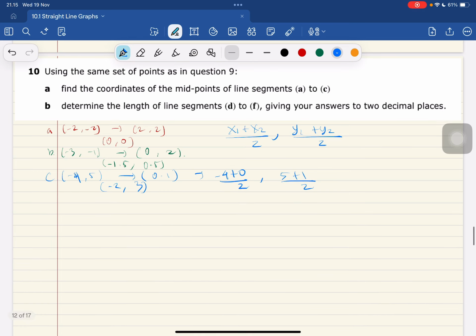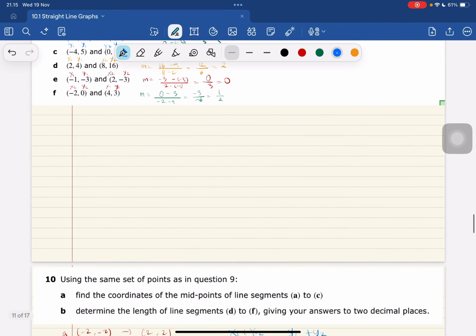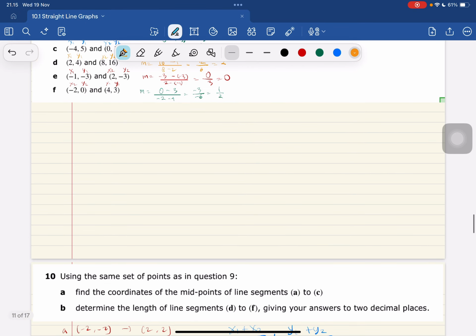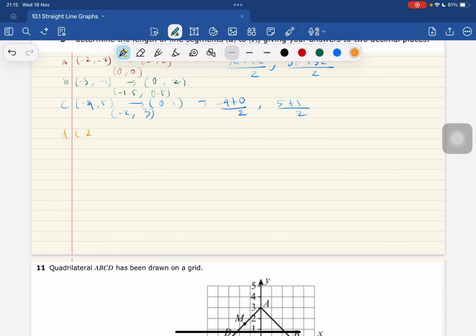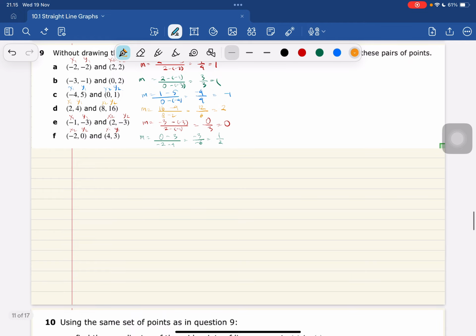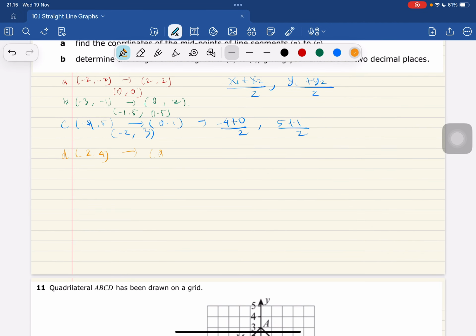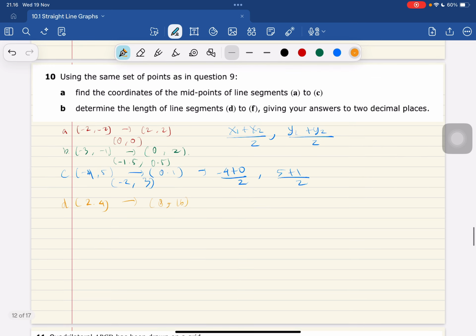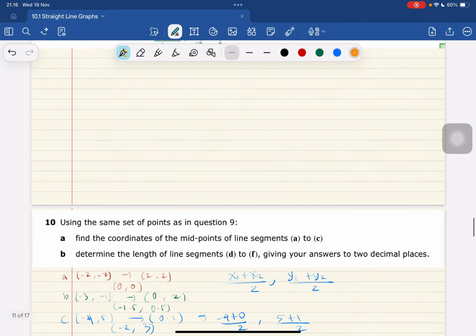Now determine the length of the line segment D to F. Okay, D to F. I write it. D is 2, 4, and F is 8, 16. To find the length D to F, we will find the differences. 2 and 8 is 6, and then 4 and 16, is it 4 and 16? Yeah, 4 and 16 is 12.